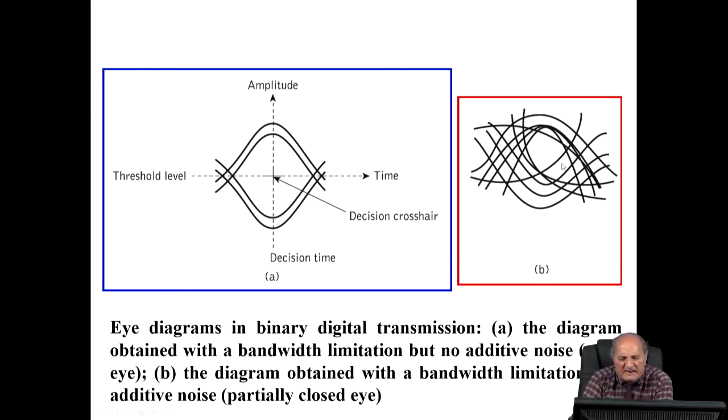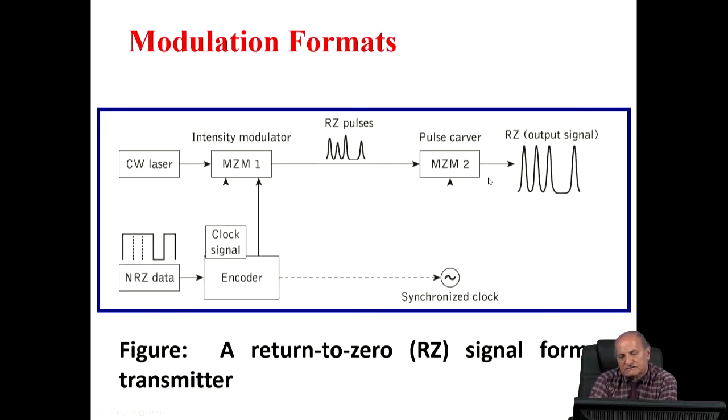In the other case, if we look here, we see the eye opening is not open smoothly. The eye opening is reduced. In the first case, equalization is almost good. In this case, the equalization is relatively bad.